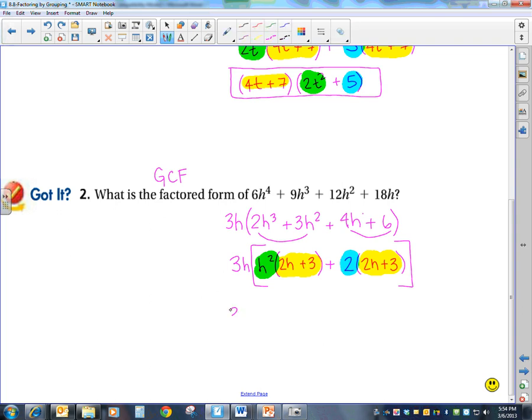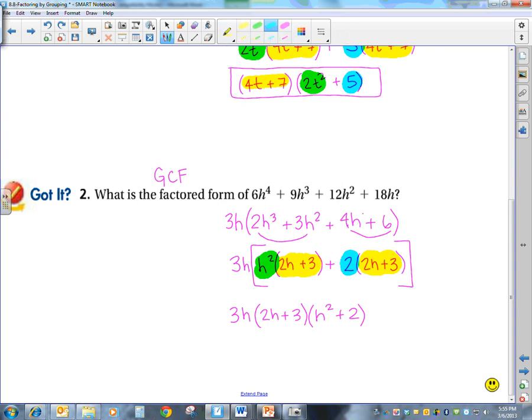So when I write that, I'm going to have all factors, so I'm going to go back to the parentheses. I take out my common factor that's in yellow. And my last factor will be made up of the green and the blue. So I have h squared plus 2. Okay? And we'll go highlight again so you can see the pattern. Here is the 2. Here is the h squared from my first term. And here is the common binomial factor. So we are finished factoring.